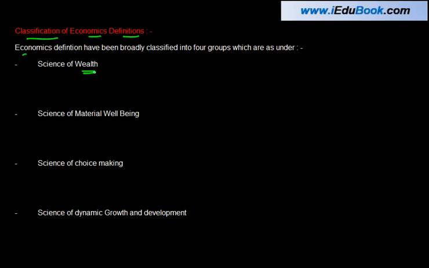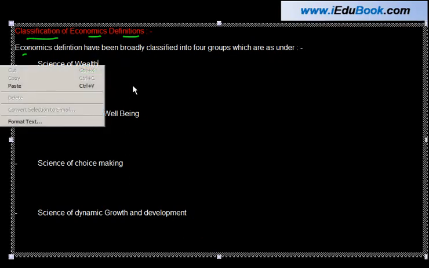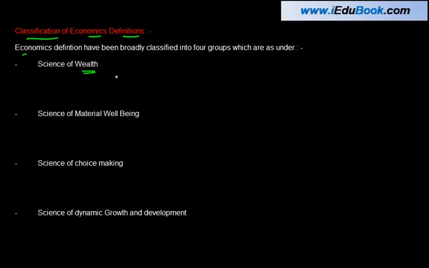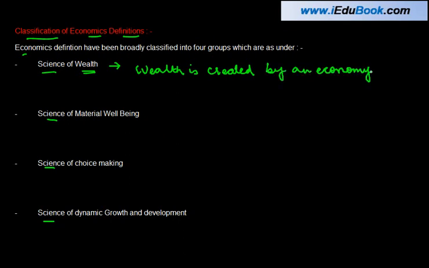The first set of economists basically defined economics as the science of wealth. So what we do here is, in all the cases, they considered economics as a science, okay? And they said that economics is more concerned as to how the wealth is created by an economy. So the thrust here was more around creation of wealth. Okay?